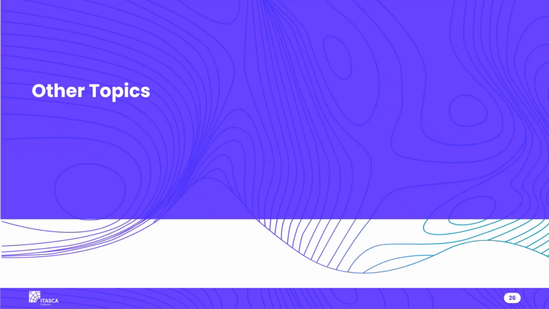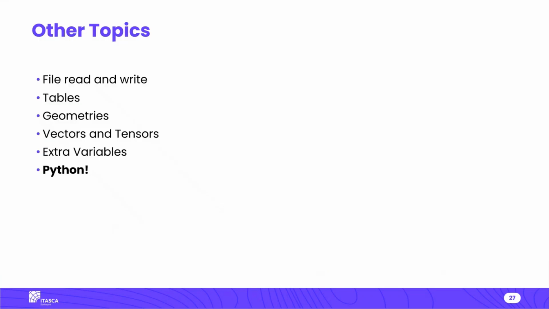Okay, that's the end of the introduction to fish scripting in 3DEC. There are many other topics that we could talk about. Things that are totally useful, file reading and writing. We do that all the time. Tables, geometries, and by geometries, I mean like triangulated surfaces, vectors and tensors. If you are returning the displacement or the position of a grid point, you can return that as a vector, and you can do things like get the magnitude of the vector or subtract vectors or add them and things like that. Same with stresses, you can get a tensor, do operations on the tensors.